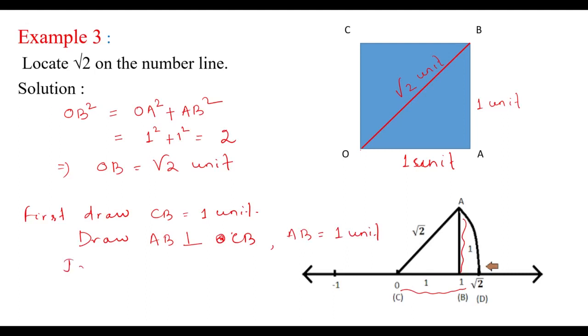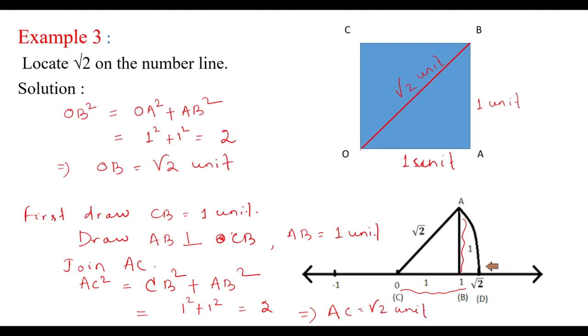Then join AC. So by using Pythagoras theorem, AC square is equal to CB square plus AB square. So that is equal to 1 square plus 1 square. This is equal to 2. So this implies AC is equal to root 2 unit. So then we have to represent root 2 on the real number line.